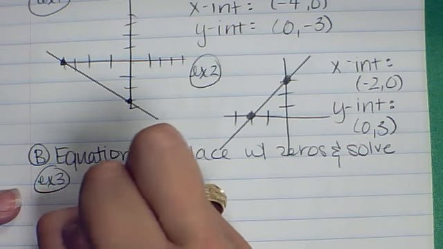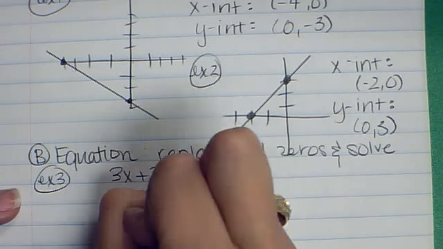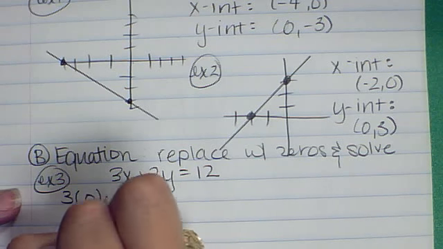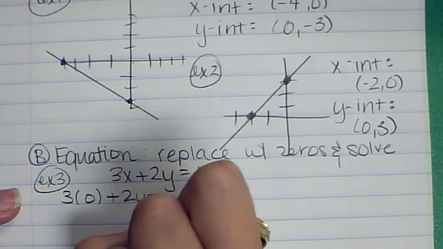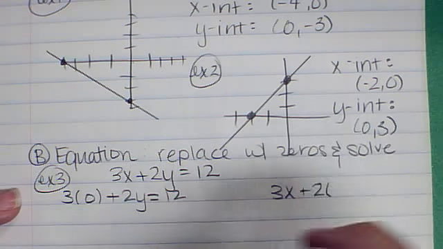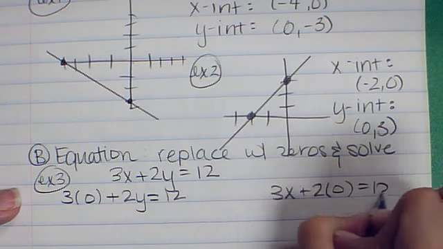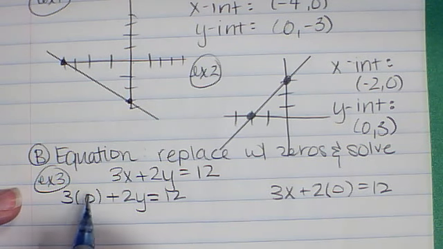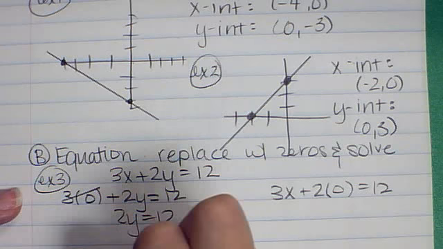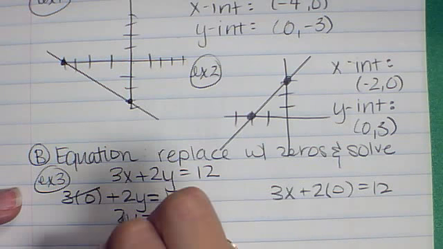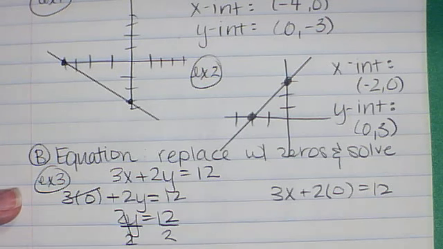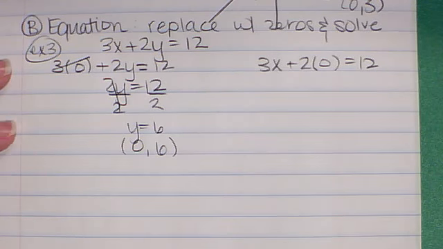Example 3. 3x plus 2y equals 12. So my first equation will be 3, in place of x I'm putting 0, plus 2y equals 12. The other equation will be 3x plus 2, in place of y I'm putting 0, equals 12. 3 times 0 is 0, so that goes away. And on this side I have 2y equals 12. Divide both sides by 2, and y equals 6. So my y-intercept is 0, 6.